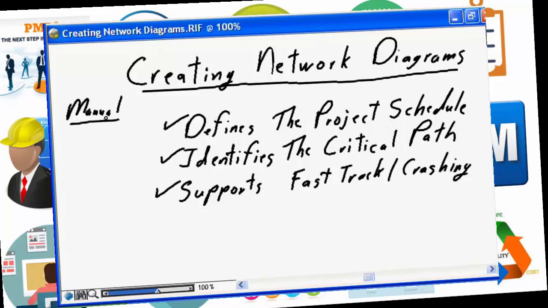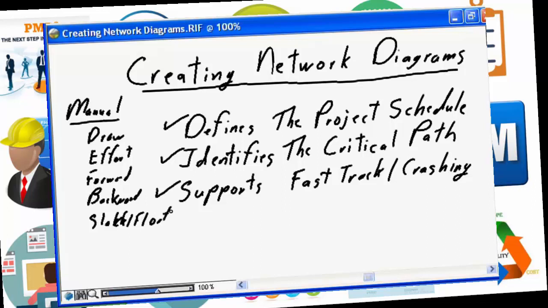There were 5 steps. You draw, you put in the effort, you do a forward pass, you do a backward pass, and you calculate the slack or the float, depending on which term you want to use.